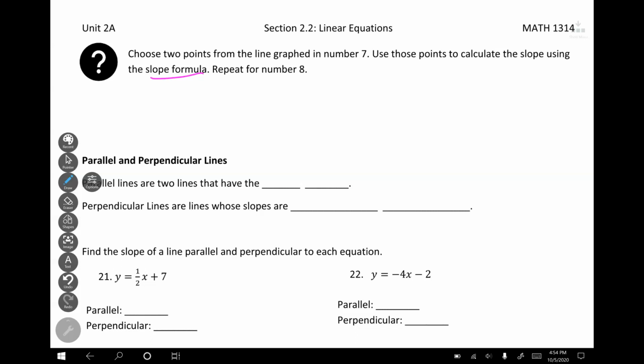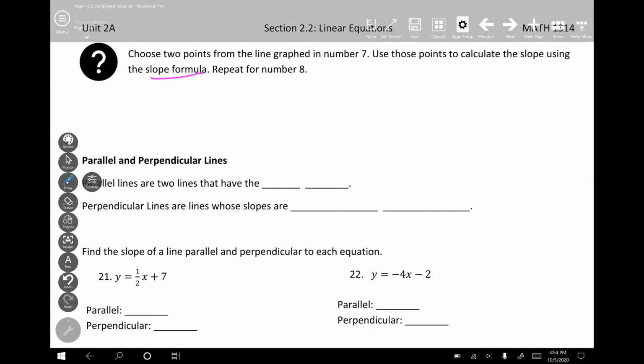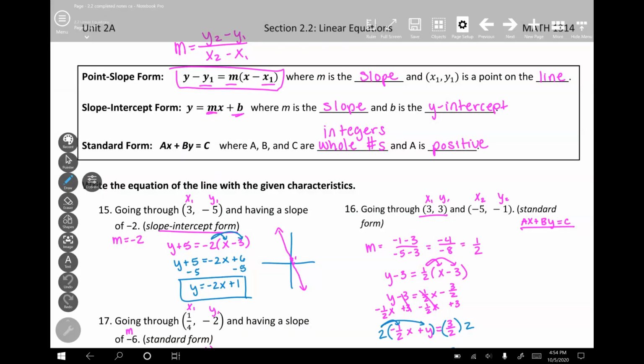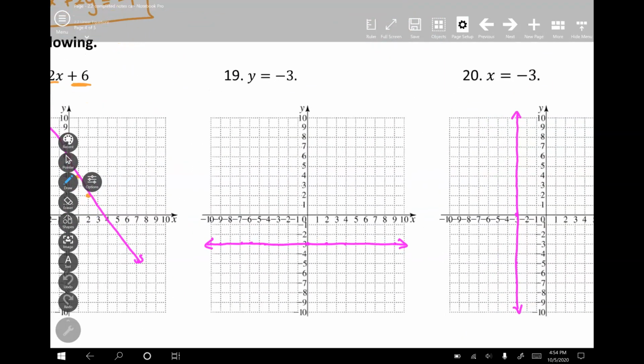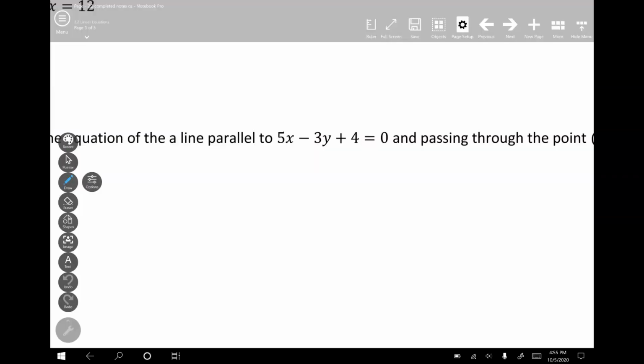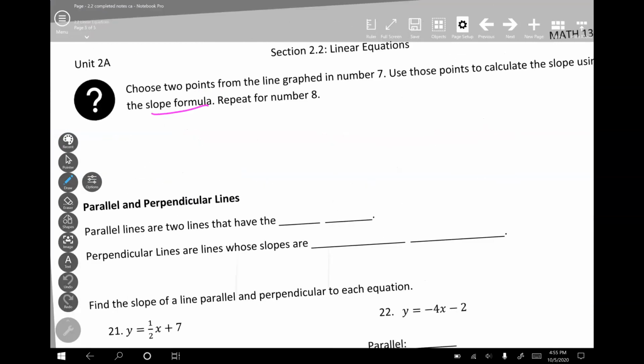Alright, so let's look at this together. On number 7, I'm just going to go back over here to number 7. Oh, I changed the numbers, I'm sorry. I should have said 19 and 20. So on number 19, just taking 2 points on this line. Let's say I use (2, -3) and (6, -3). Okay, so remember those points, (2, -3) and (6, -3). Those are 2 points on my line.